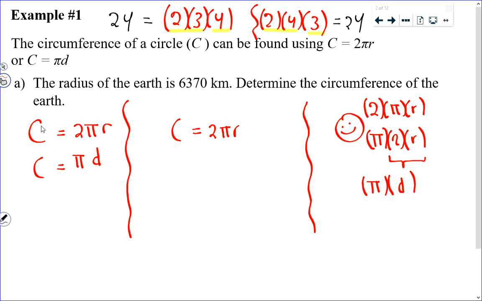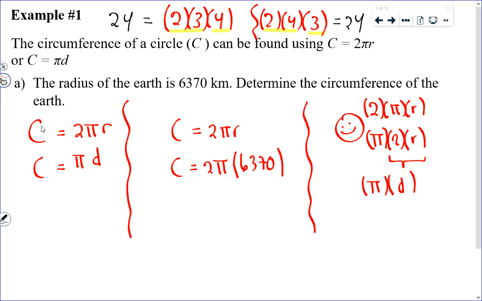So now what I do is I put in, well, 2 is just 2. Pi is just pi. We'll get to how we access pi on the calculator in a second, times the radius, which is 6,370 kilometers. Now, because the radius is in kilometers, we're going to get a circumference in kilometers. When I write a number like 6,370 in brackets beside something, I'm simply saying we're going to multiply them together.